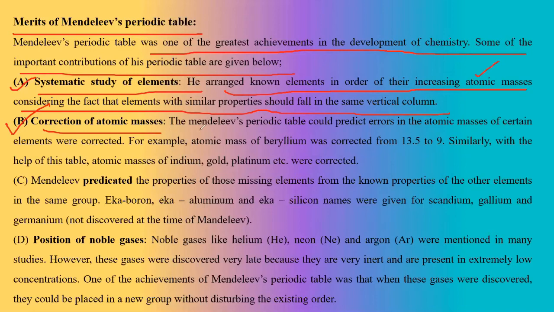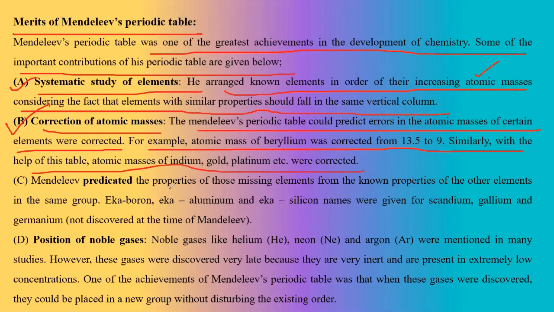Correction of atomic masses. Mendeleev's periodic table could predict errors in the atomic masses of certain elements, which were corrected. For example, the atomic mass of beryllium was corrected from 13.5 to 9. Similarly, with the help of this table, the atomic masses of indium, gold, platinum, etc. were corrected. This is another piece of information: the atomic masses of different elements were corrected using Mendeleev's periodic table.